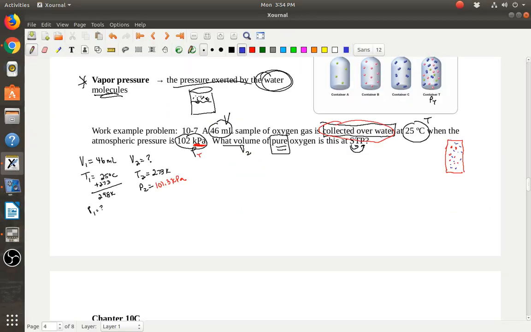So in this case, the total pressure is 102 kilopascals. So what's Dalton's law of partial pressures? That the total pressure is equal to the pressure of each individual gas added together. So 102 kilopascals is going to equal the pressure of the oxygen gas that I want plus the pressure of the water vapor. Okay, so I need to be able to subtract out the pressure of this water vapor. Well, in order to do that, I need to look at a reference chart that lists them. So let me pull that up for you.